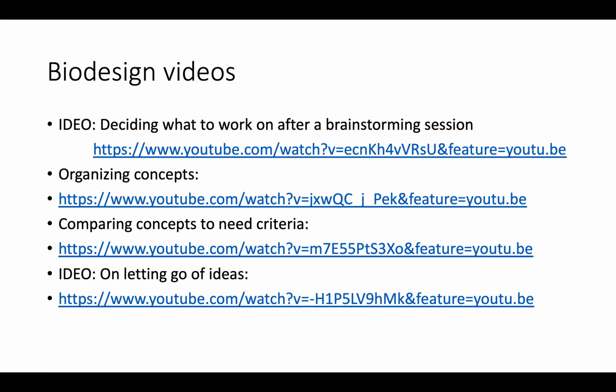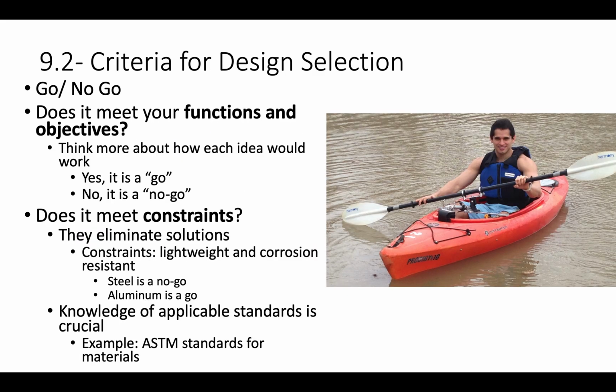So please take a chance and look at these videos. They're really good. The first one is deciding what to work on after a brainstorming session. After you have all your sketches, what do we do? How do we organize them? Next is another one for organizing your concepts. Comparing concepts to your need criteria, and then letting go of ideas. So letting go of the bias that you may have based on maybe the first idea you have, thinking, oh, this is the best thing ever. It may be terrible. That's okay.